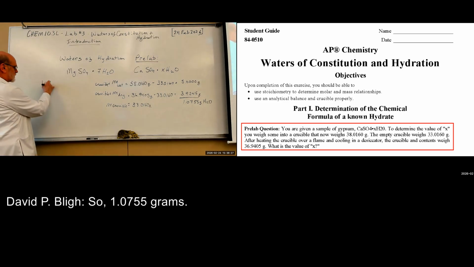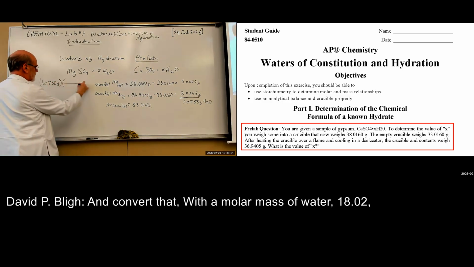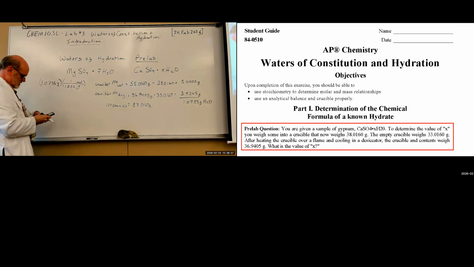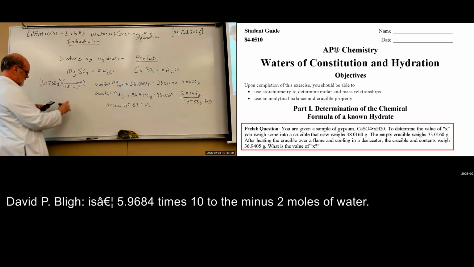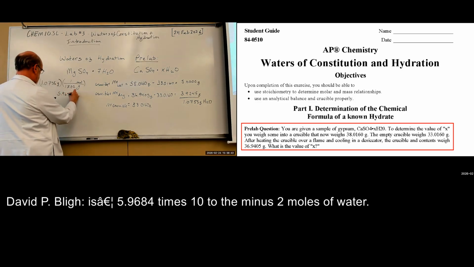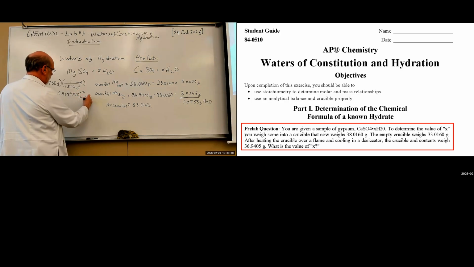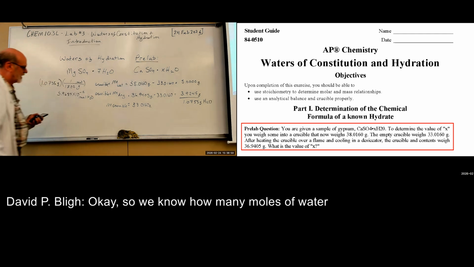So 1.0755 grams, and convert that with the molar mass of water, 18.02, is 5.9684 times 10 to the minus 2 moles of water. Okay, so we know how many moles of water.